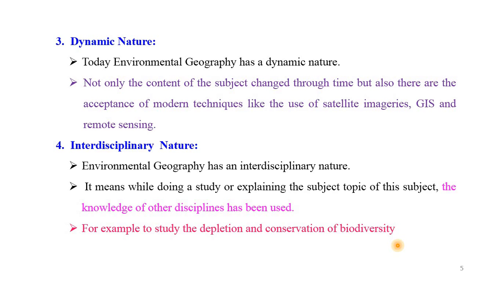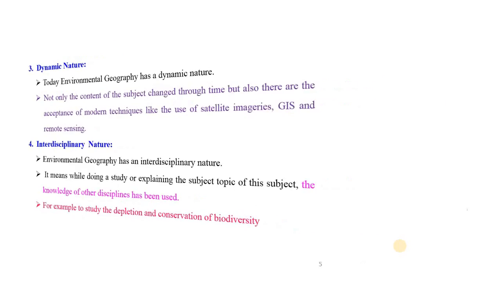Therefore, whatever knowledge we are getting about each and every topic of the subject becomes very comprehensive. We are able to get more and more information from other sciences. It means that for the study of environmental geography, we continuously use knowledge from various branches of science or disciplines. Therefore, the nature of environmental geography becomes interdisciplinary.